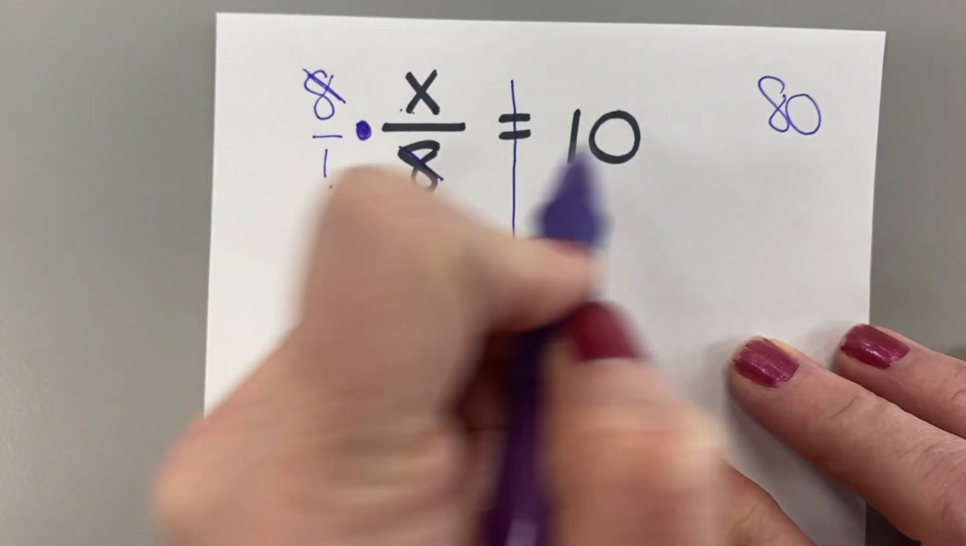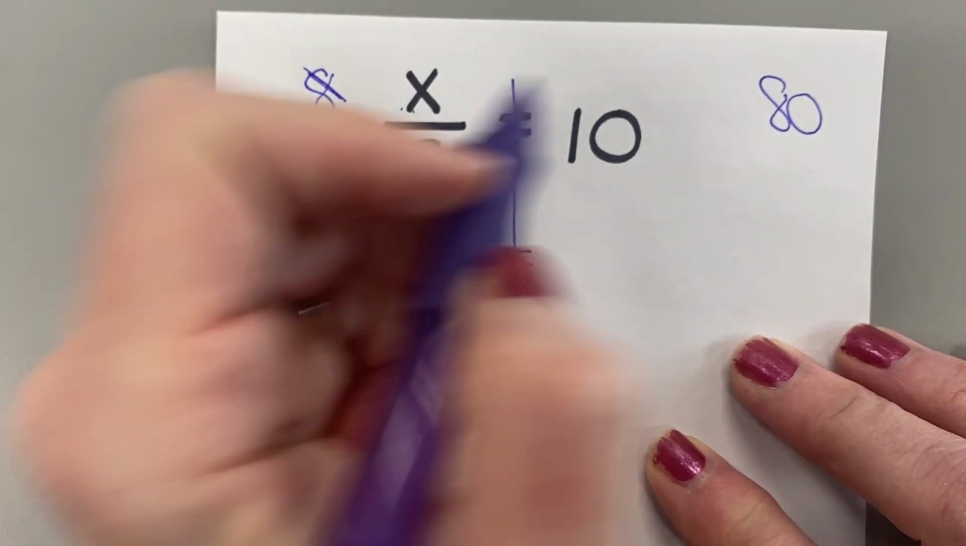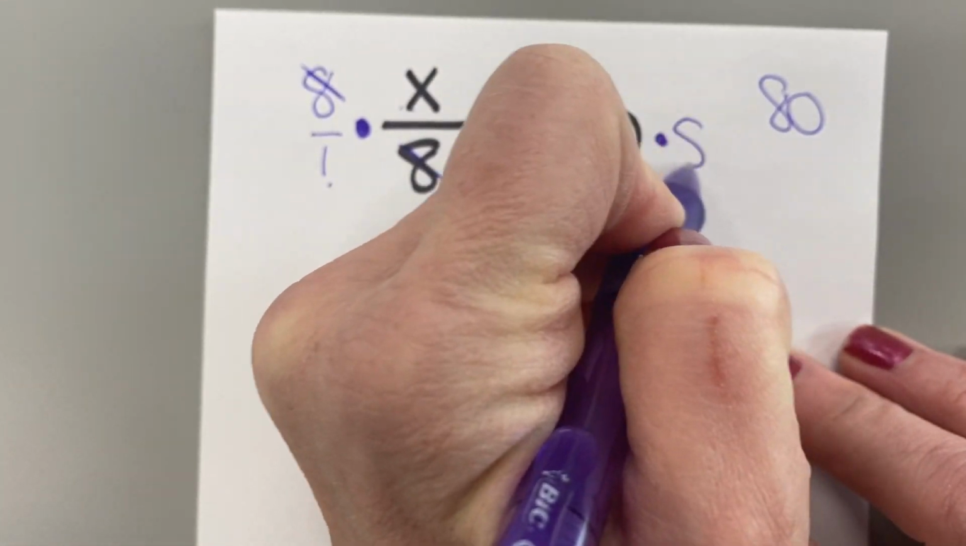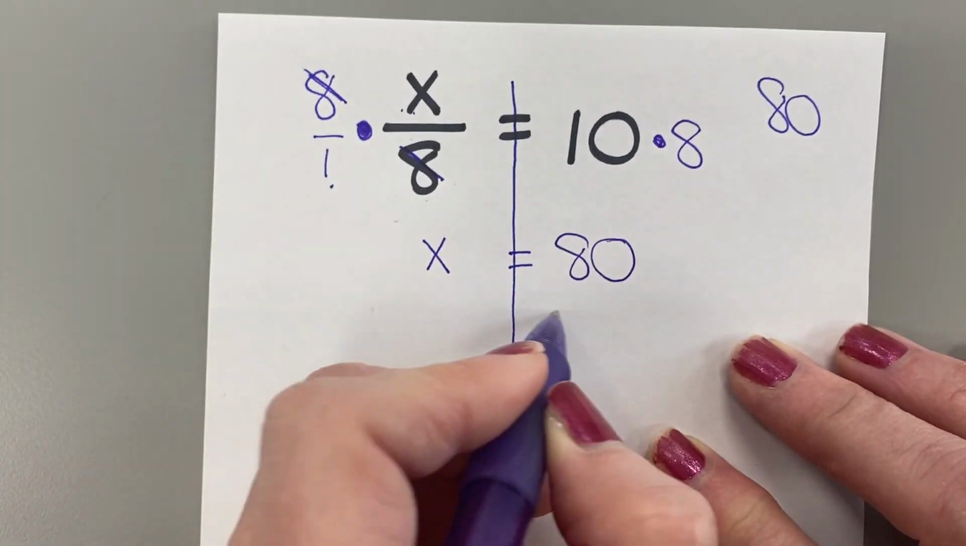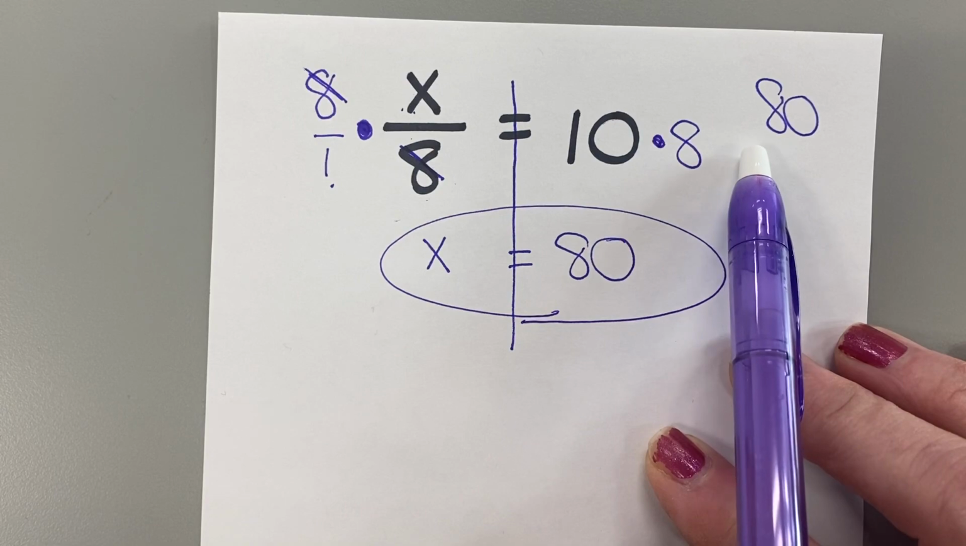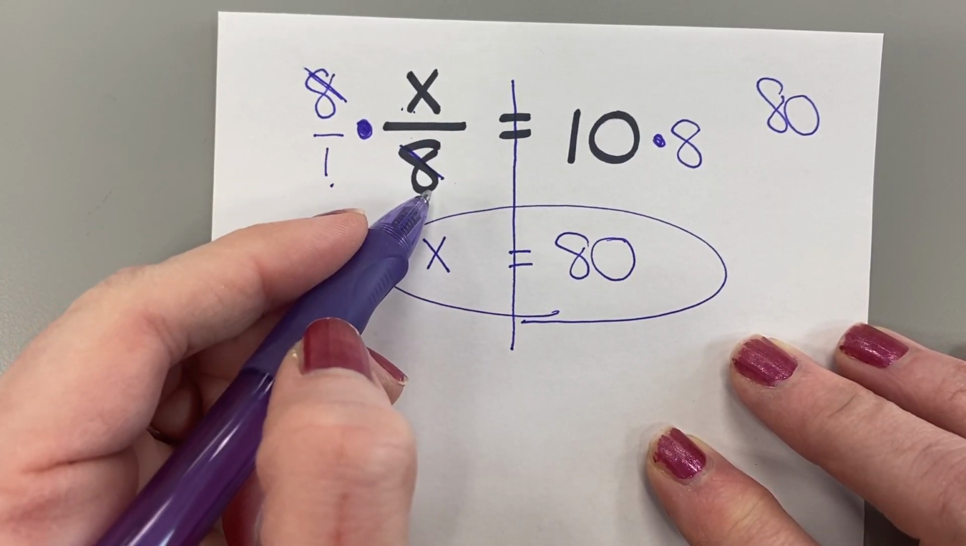Now if we do the same operation on the right side, so we multiplied by 8, we can multiply by 8 over here, and 10 times 8 is, ta-da, 80, which is what we thought it was. So we times by 8, which is the opposite of dividing.